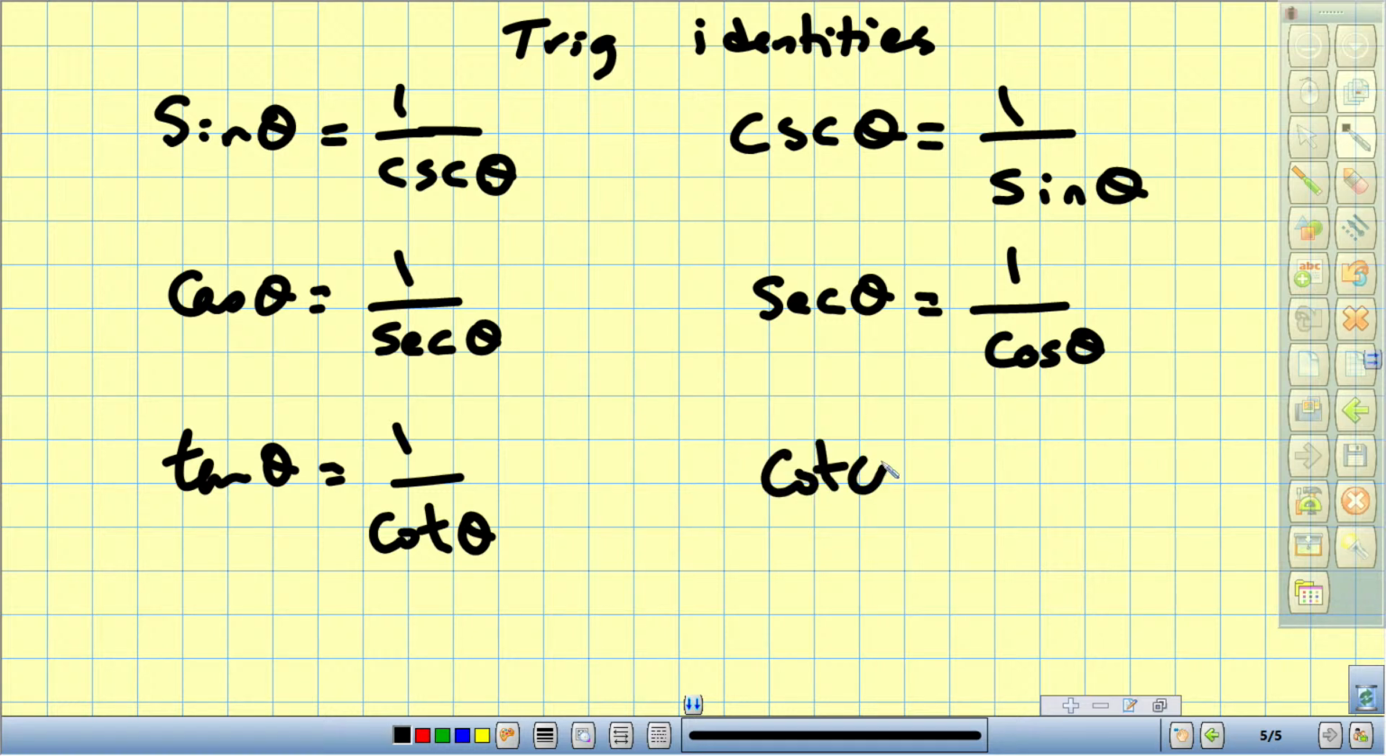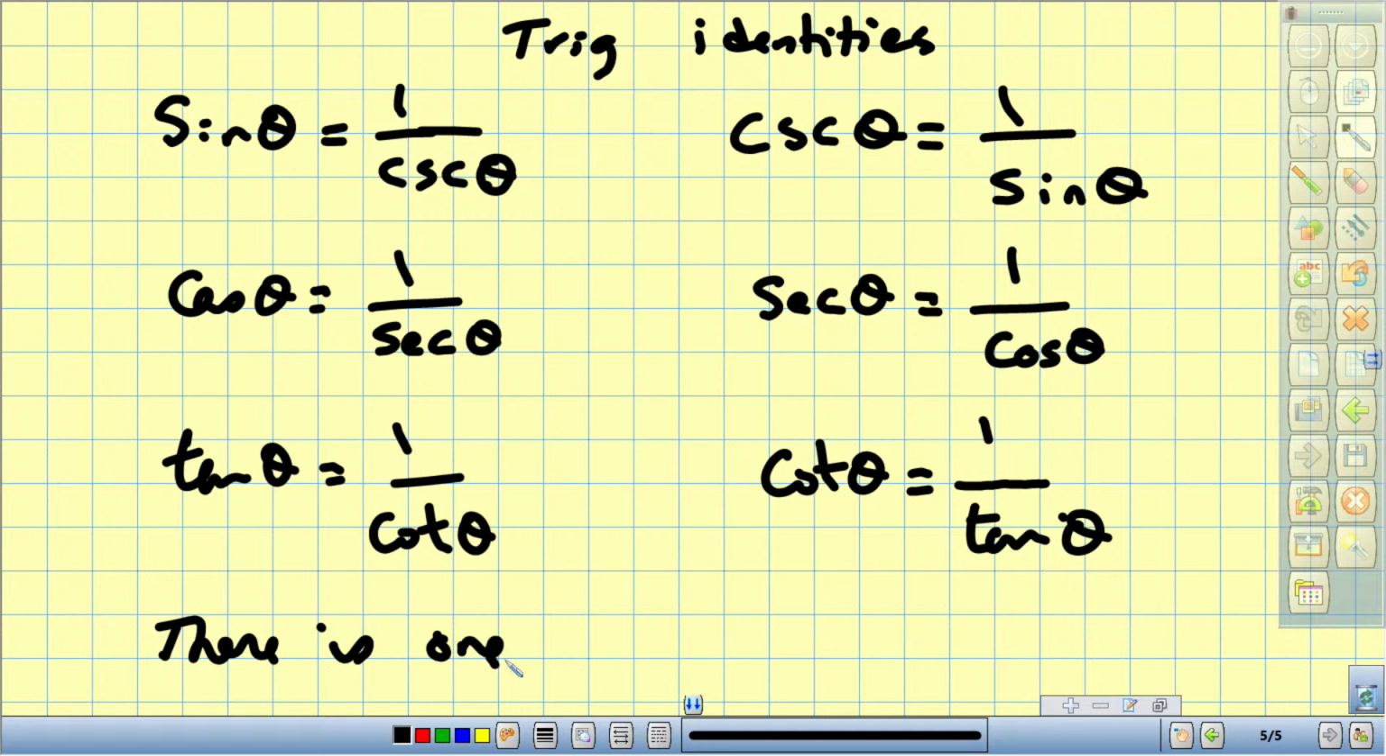How about cotangent theta? And remember, in here you share thoughts. Doesn't have to be correct answers. It's 1 divided by, or 1 over tangent, or the reciprocal of tan. Okay. And can somebody finish this statement for me: there is one blank in the pair. What is that? Fill in the blank.